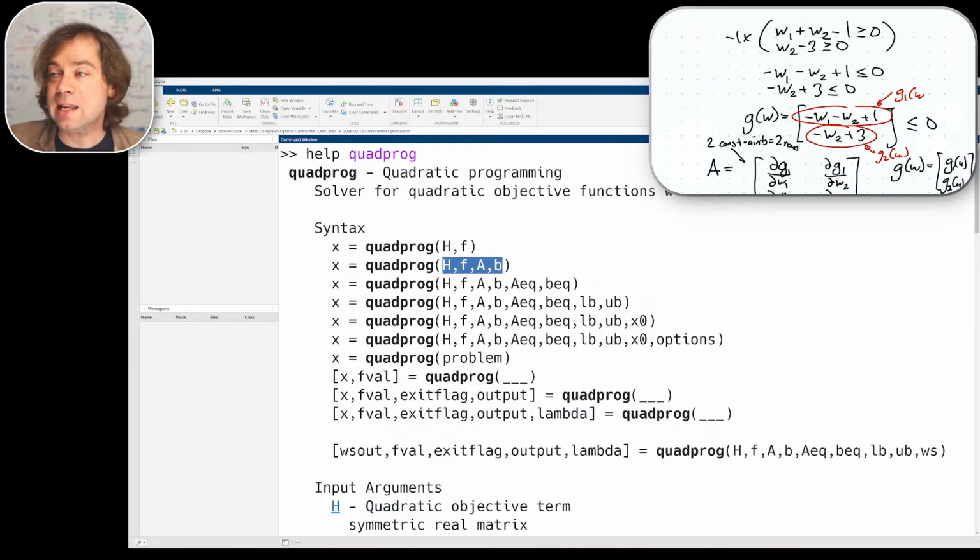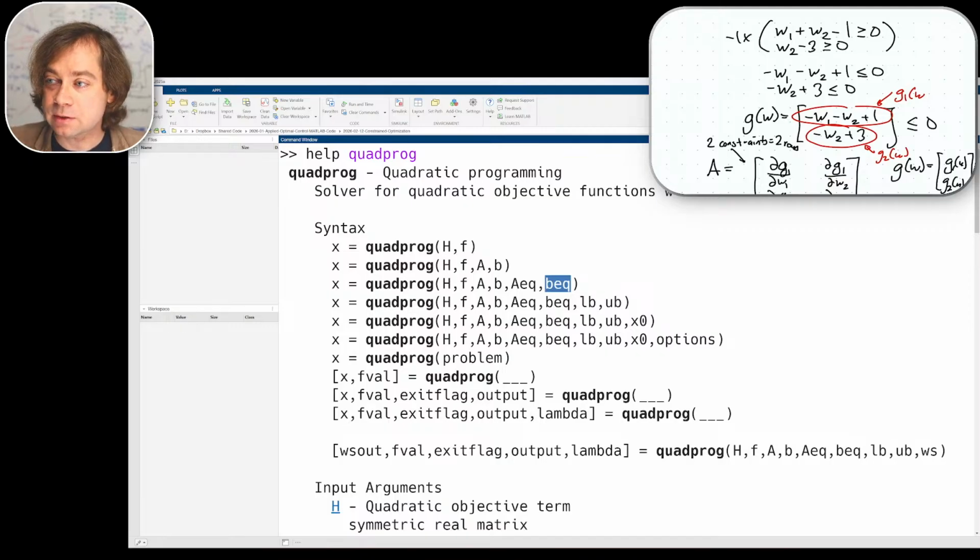Now, what if you had equality constraints? Like we've said many a time, you can take any equality constraint and turn it into two inequality constraints and therefore put it into A and B again, where A times W is less than or equal to B. We could do that. But everyone knows that's a little bit of a hassle. And when you have equality constraints, sometimes the math can be easier inside of the solver. So it will actually do an AEQ and BEQ matrix and vector respectively. You can put those in.